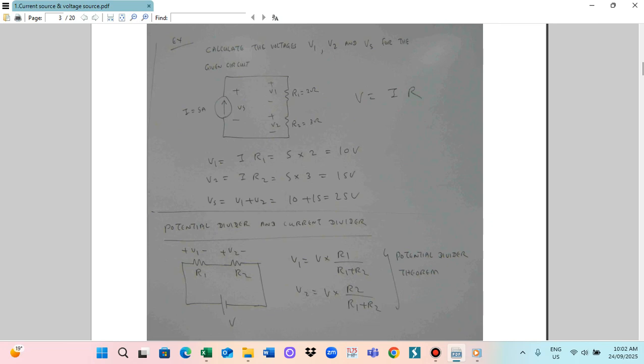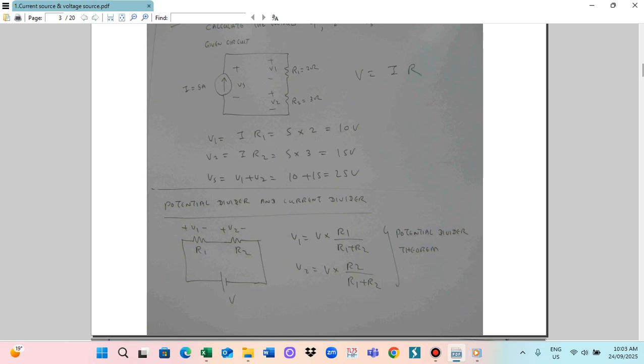So then we can calculate V1 is equal to I multiplied by R1. So I is 5 ampere multiplied by R1 which is 2. So this is 10 volt. And V2 is equal to I multiplied by R2. The current is 5 ampere, resistance is 3 ohm. So this is 15 volt. Vs is the combination of V1 and V2. So Vs you can calculate as V1 plus V2. V1 is 10 volt plus V2 15, so you call it 25 volt. So we can calculate V1, V2 and Vs for the given circuit.